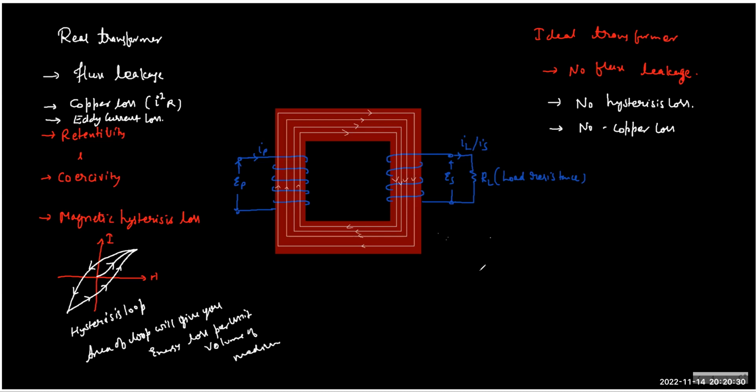Now, because we are going to study the ideal transformer, we are neither going to consider the flux loss, nor any hysteresis loss, nor any copper loss, nor any eddy current loss. So we are not going to talk about any kind of loss here.